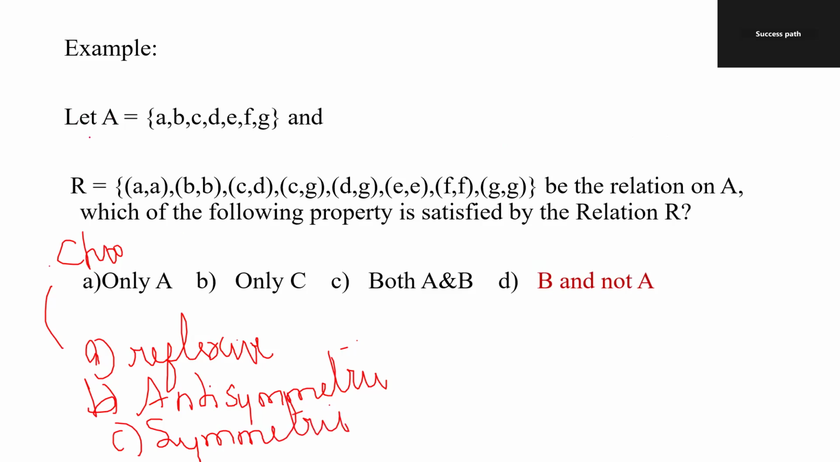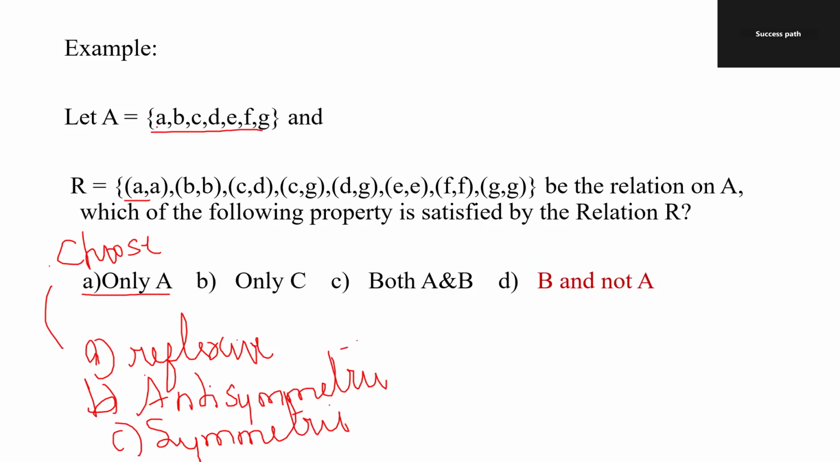So the question: let A equal to {A, B, C, D, E, F, G}, and the relation they have given. These are the relations, and the options they have given are A reflexive, B antisymmetric, C symmetric. From these options we have to choose which one is the correct answer. This is one PYQ question.